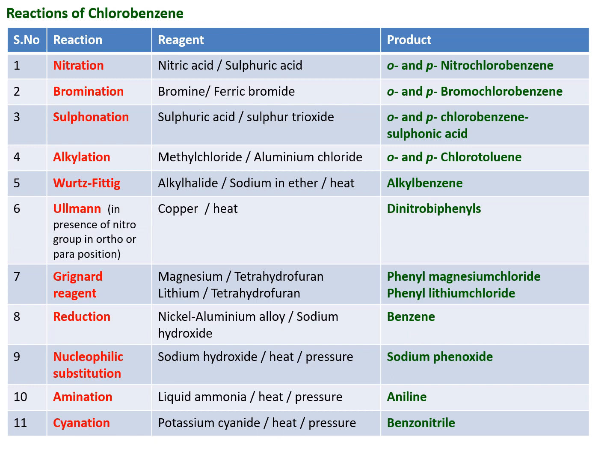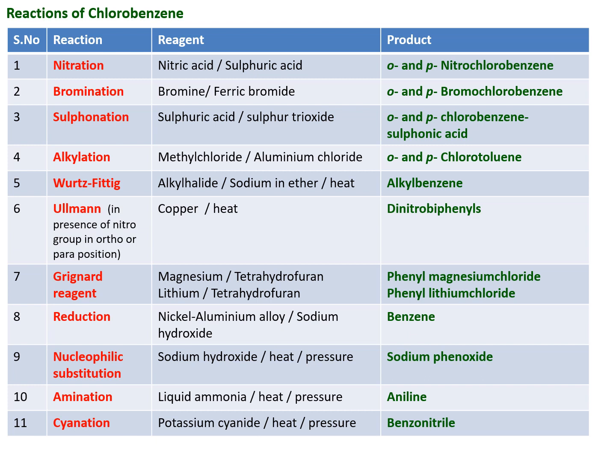Wurtz-Fittig reaction takes place here in presence of sodium and ether with a slight heating, so we get alkyl benzenes here. Chlorobenzene also undergoes Ullmann reaction in presence of nitro group in the ortho and para positions. So when copper is used here as a reagent and with mild heating, the products obtained are dinitrobiphenyls because we take nitro groups in the ortho and para positions of chlorobenzene.